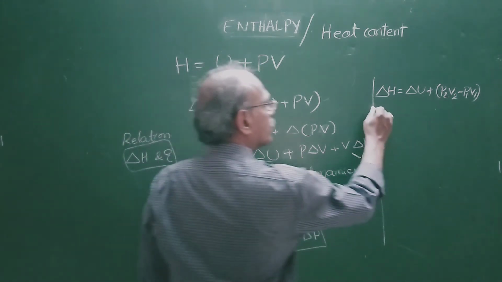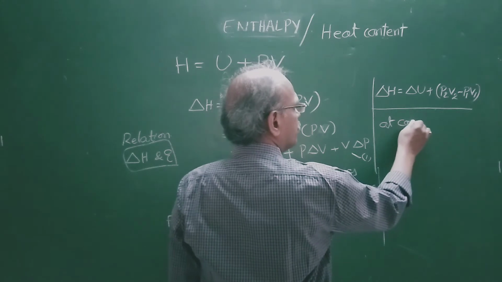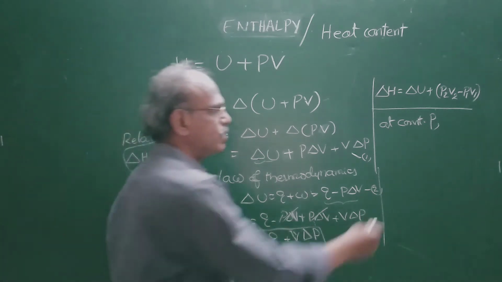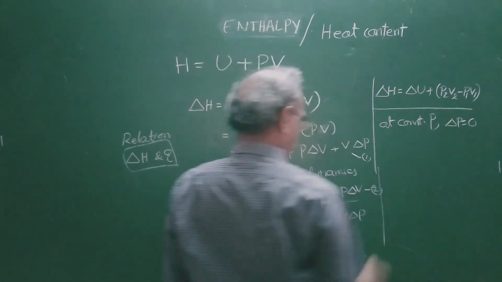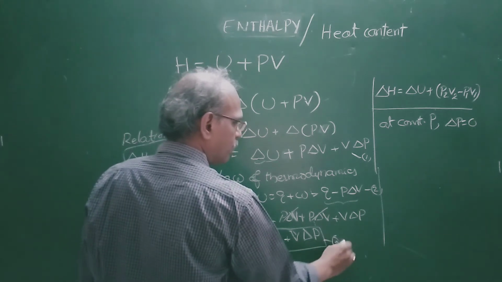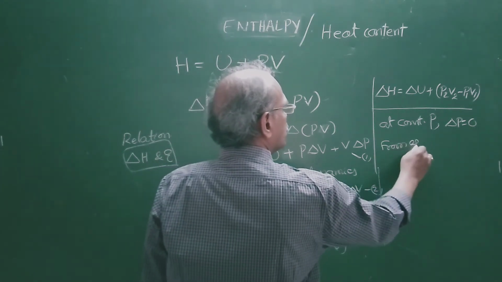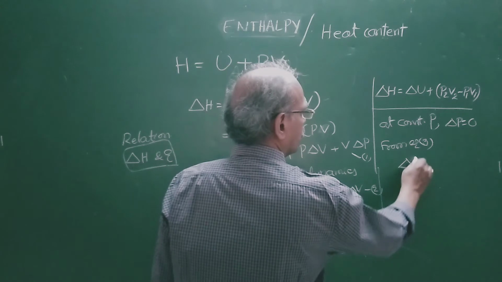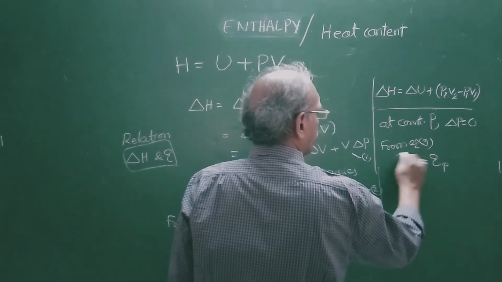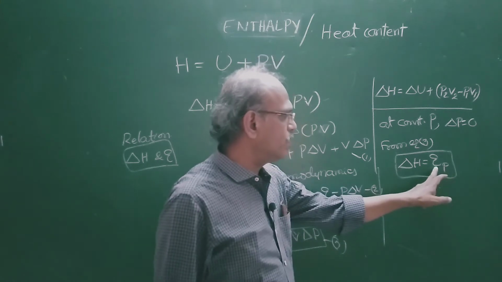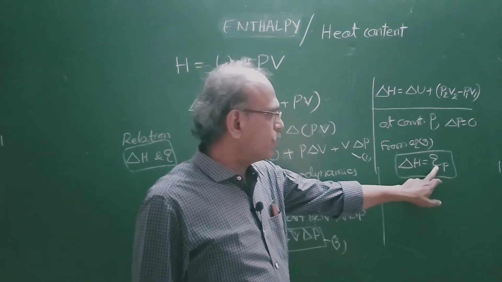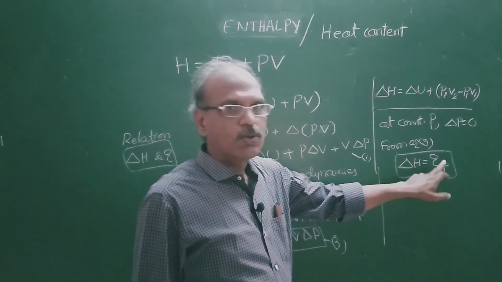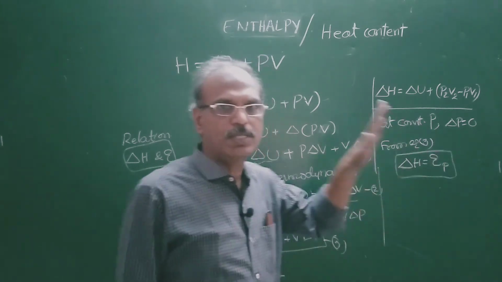But at constant pressure, delta P is equal to 0. Therefore, this is equation 3. From equation 3, what can be written? Delta H is equal to Q. So delta H is equal to QP, which means the Q given at constant pressure. Change in enthalpy is equal to the quantity of heat energy given at constant pressure.